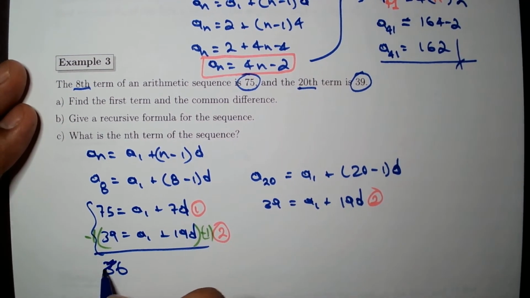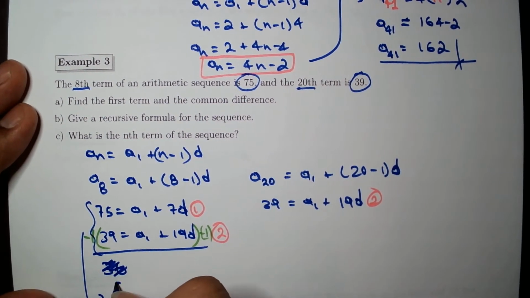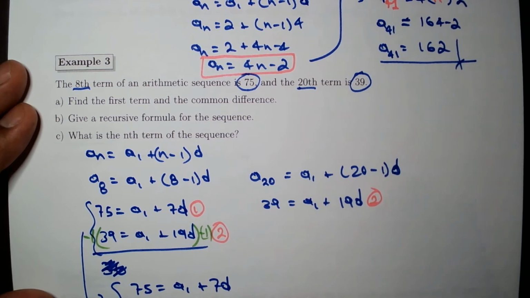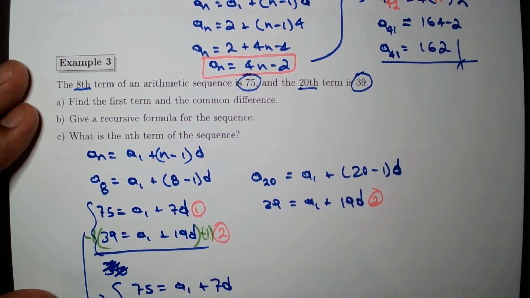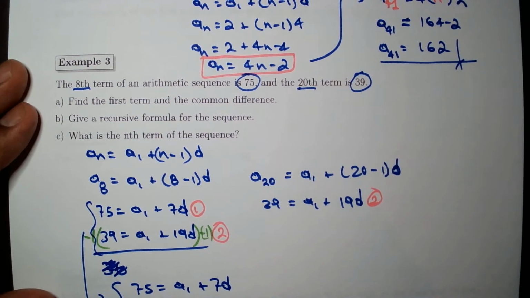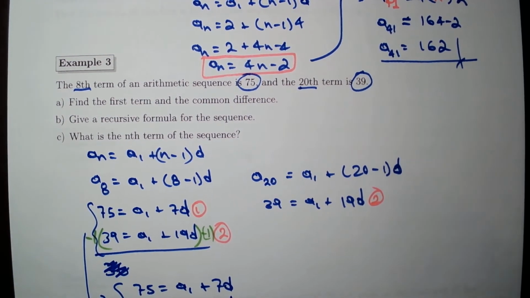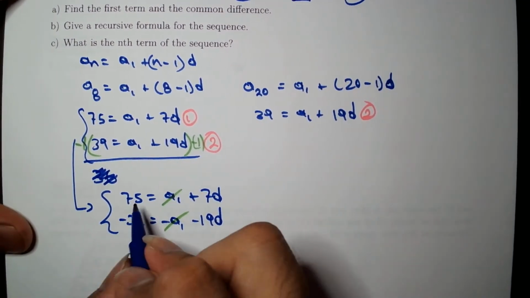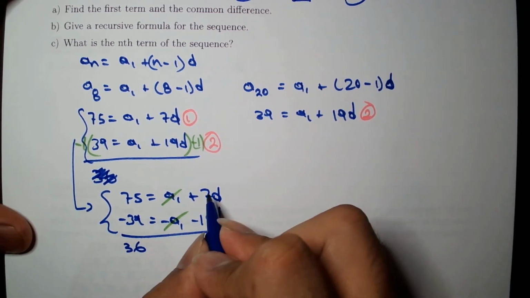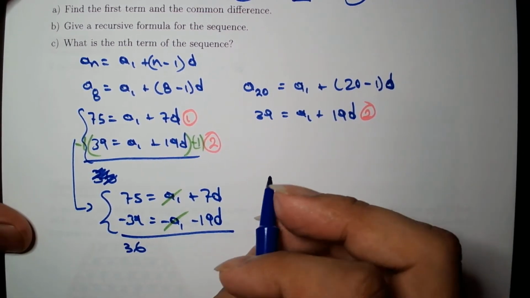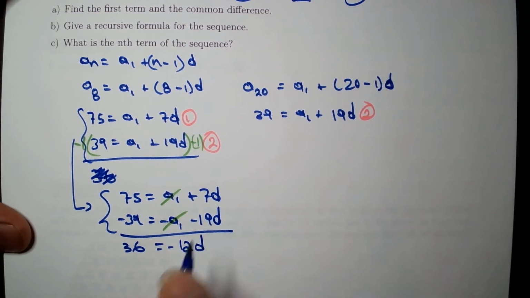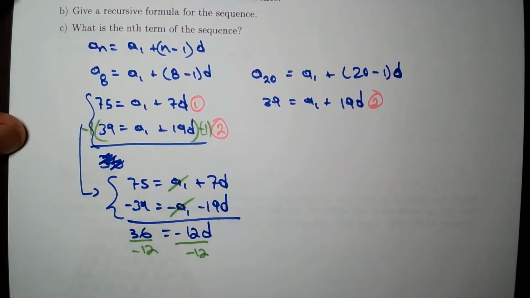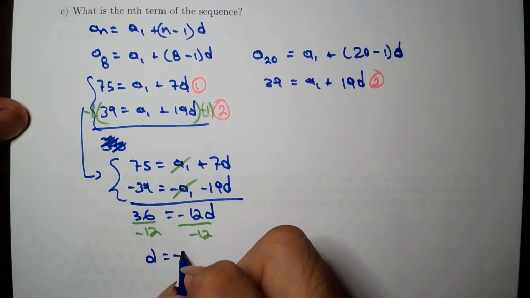Let me rewrite the system of equations. 75 equals a sub 1 plus 7d. The first one remains the same. And minus 39 equals negative a sub 1 minus 19d. Notice in this case the a1's go away, and 75 minus 39 gives us 36. And 7 minus 19 gives us negative 12d. Dividing both sides by negative 12, that gives us d equals negative 3.